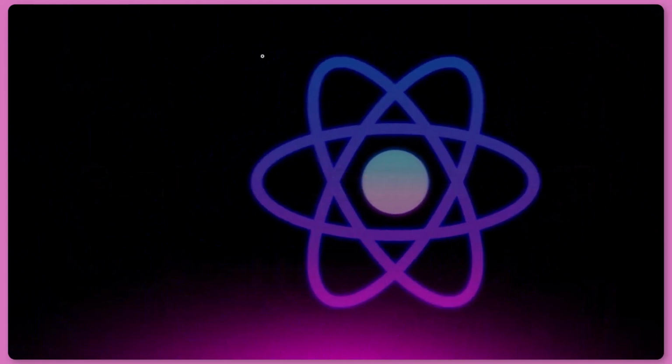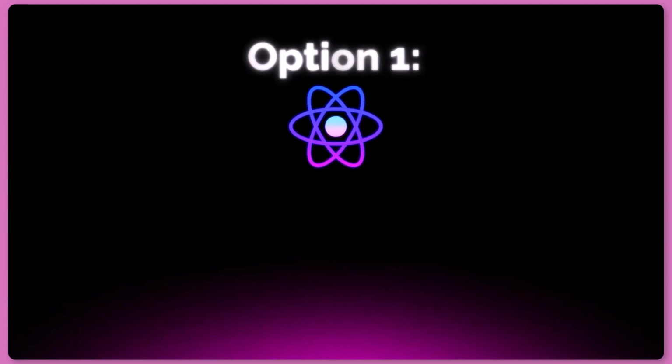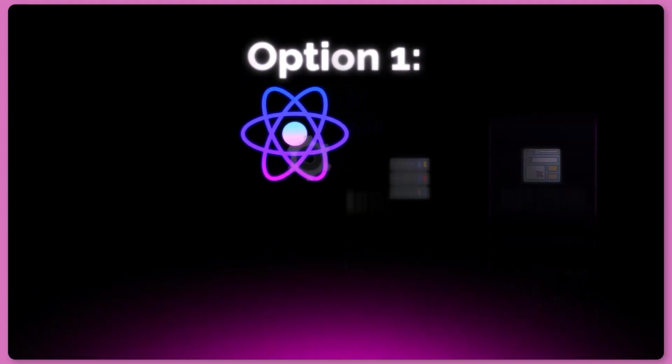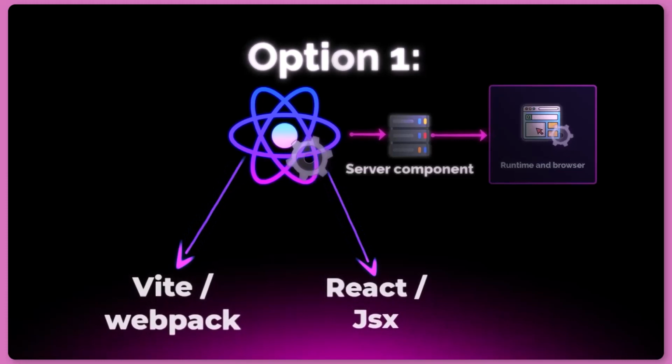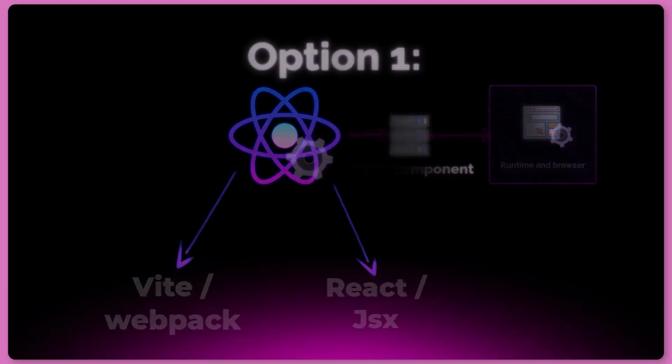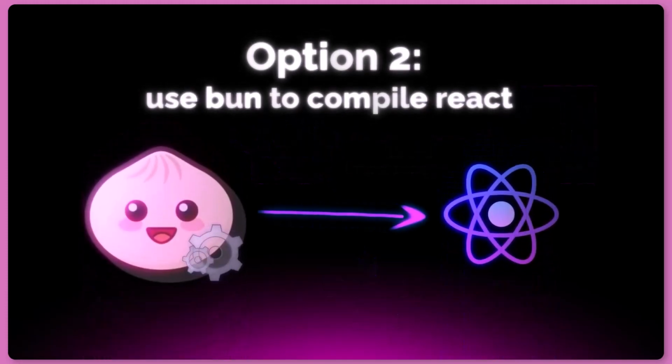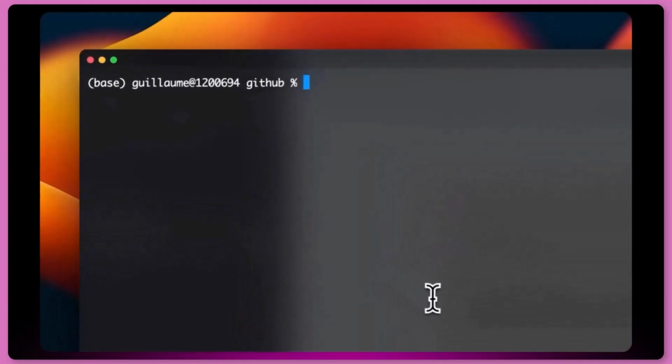This is important since we need to understand how React gets to a browser in order to run server components in bun. There are two ways you can compile React with bun. The first is simply using a bundler like Vite or Webpack, but bun has first-class support for React and JSX. And I want to see if we can achieve a similar experience to something like Vite or Create React App.